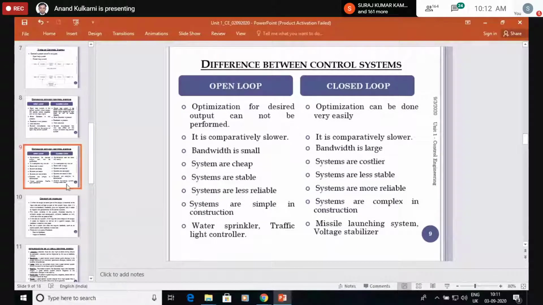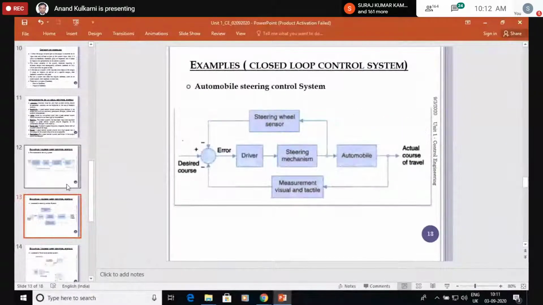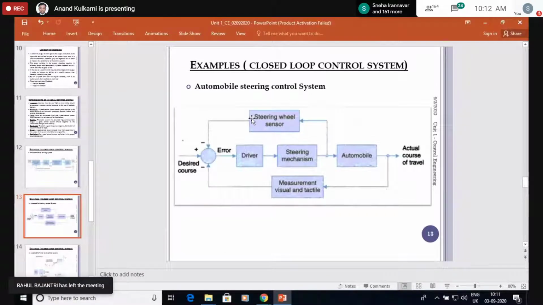So here you can see a detailed example of a closed loop control system, that is an automobile system. This is a manually controlled automobile, just your automobile, say a car or a two-wheeler, whatever you say, there is no difference. Here you can see this driver. This driver is basically a controller. That is, you are the driver, so you are the controller. You are controlling the steering mechanism of your car or two-wheeler. Then you have a steering wheel sensor.